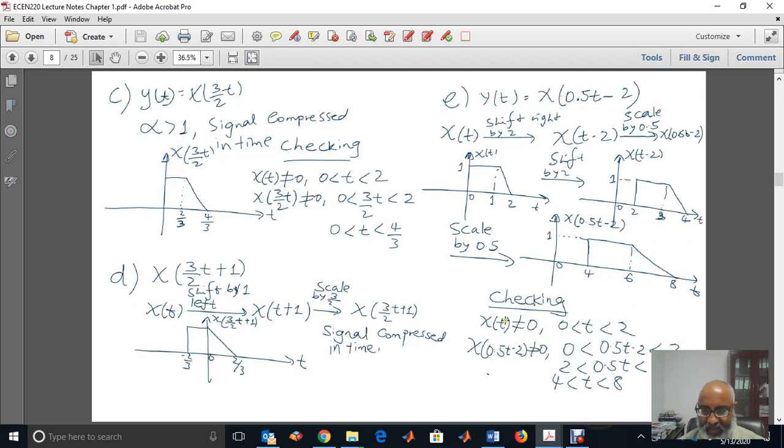Again, we can check the time interval where it is different from 0. So x of t is different from 0 between 0 less than t less than 2, and x of 0.5 t minus 2 is different from 0 between 0 less than 0.5 t minus 2 less than 2. First add 2 on both sides, between 2 less than 0.5 t less than 4, and then divide by 0.5, between 4 and 8. So we get the final result, this one.